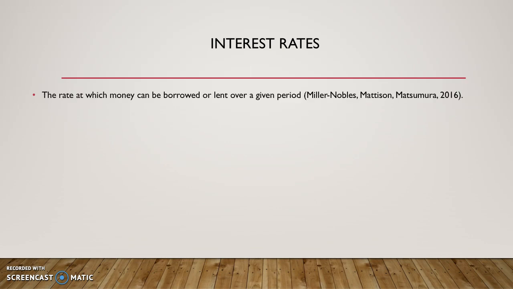Interest rates are a rate at which money can be borrowed or lent over a given period of time. To put it simply, the interest rate is the price of using someone else's money. The interest rate that you pay on your home mortgage is the cost for using the money that was loaned to you by the bank.